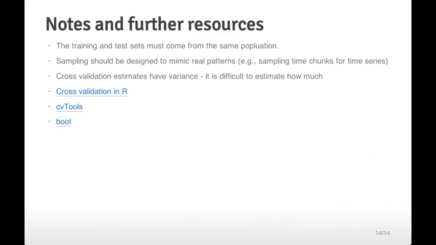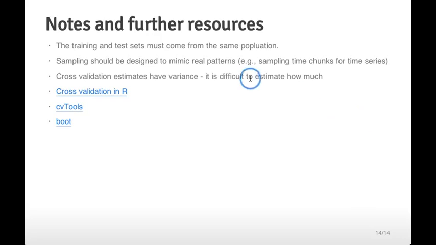So, some notes and further resources. First of all, the training set and the test sets must come from the same population. If you build training sets and test sets that don't reflect the way that the sampling of the population was done, for example, if you have a huge bias towards one particular group in your training set and not so much in your test set, you won't get very good estimates of the ultimate test set or validation accuracy.